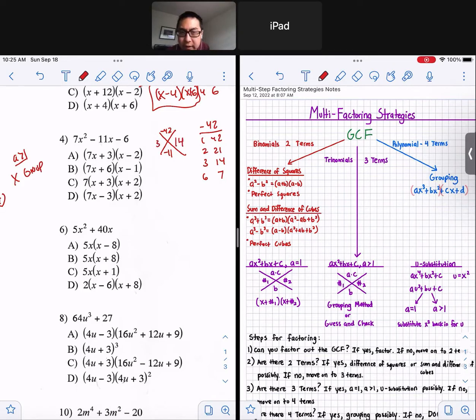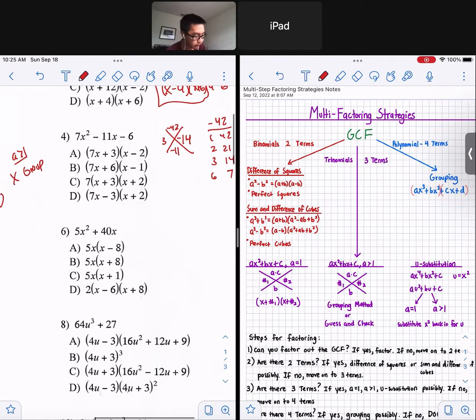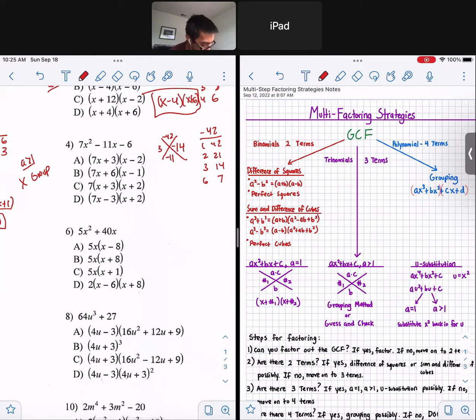But one of these has to be negative because a negative times a positive will give us a negative 42. And since we add up to negative 11, that means the 14 better be negative. But again, since a is greater than 1, we gotta do grouping. So we gotta write the first term, the two middle terms, and your guys' last term, which is minus 6.